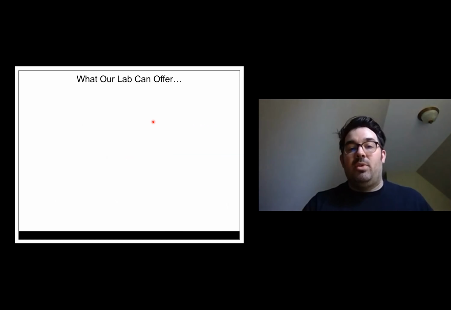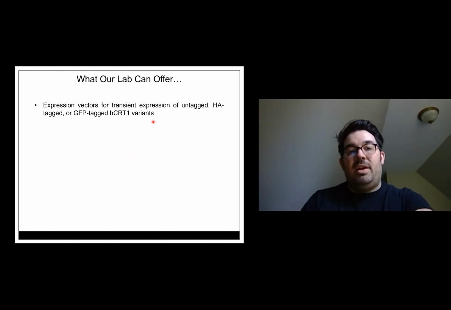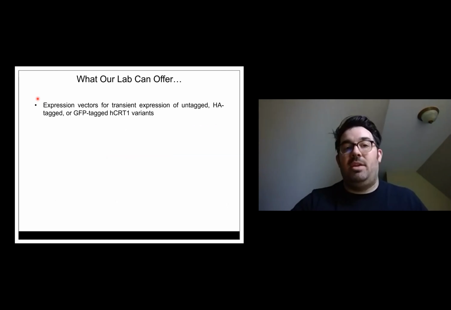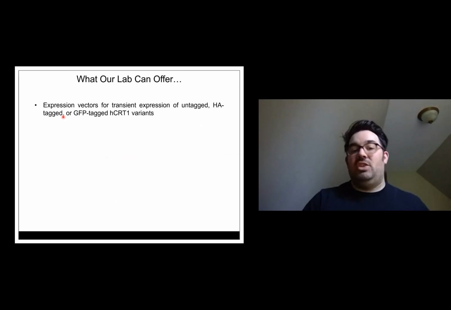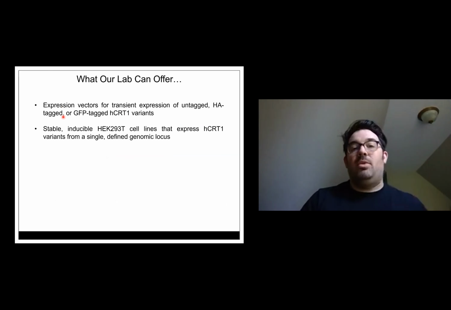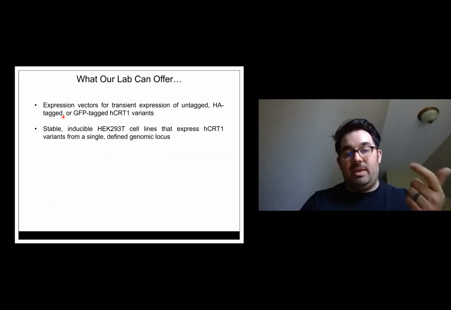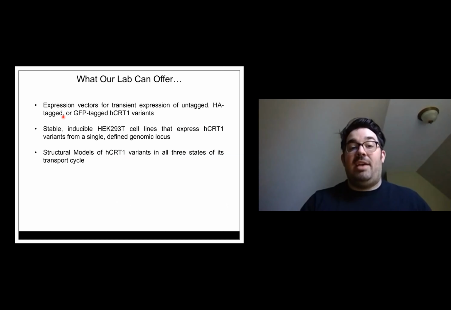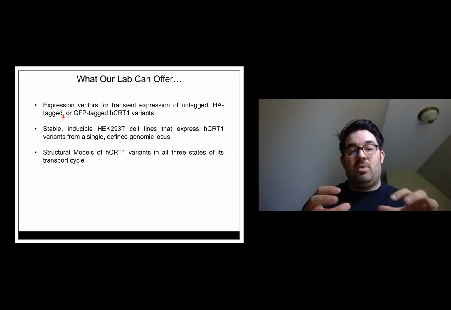I should note, our lab doesn't actually have funding for this right now, so I'm not sure how far we're going to go with this. But if anybody's interested, we have a lot of things we'd be happy to share with anybody who wants. We have a ton of genetic constructs for transient expression: GFP tag constructs, HA tag constructs, mutant constructs. We have stable HEK cell lines that inducibly express these transporters from a defined locus. We have structural models of the transporter.